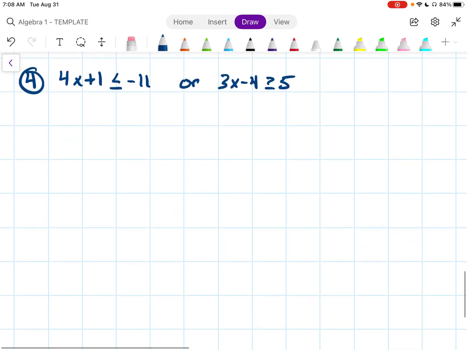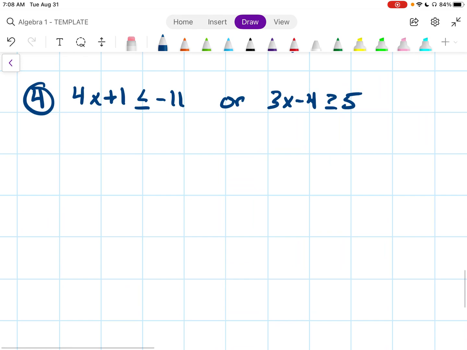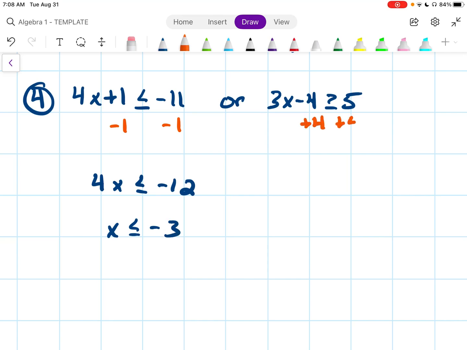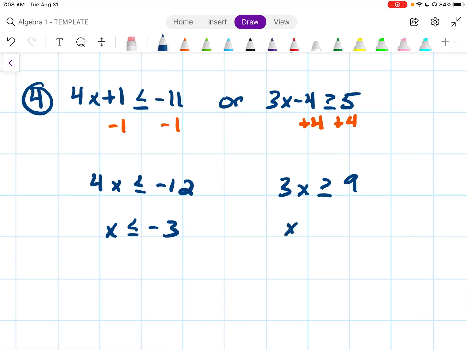Number 4. I'll start off by subtracting 1 from both sides here. So I have 4x is less than or equal to -12. Dividing by 4, I get x is less than or equal to -3. On the right side here, I'll add 4 to both sides. That'll give me 3x is greater than or equal to 9. So x is greater than or equal to 3.